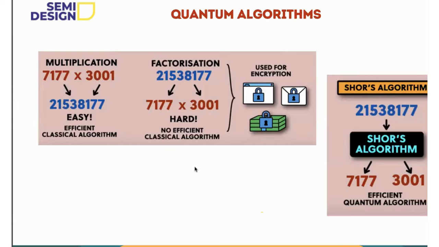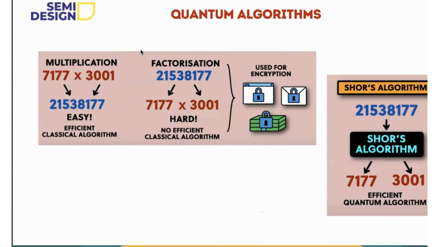Now if you observe some of the quantum algorithms, the first one is the multiplication of 7177 into 3001, and that is the answer we got. Multiplication we can perform very easily. But if you want to do complex things like factorization, or find values like a Fibonacci series, using the classical algorithm it is very hard. Very hard in the sense we will calculate it, but it would take some time, like 1 or 2 minutes.